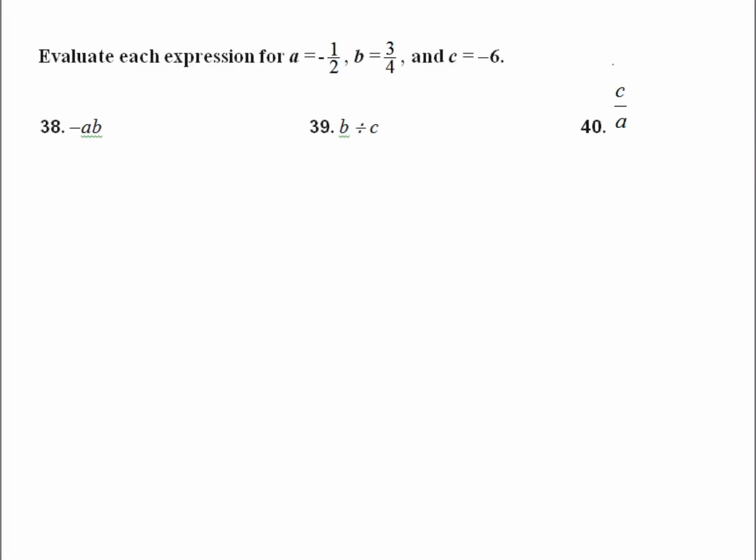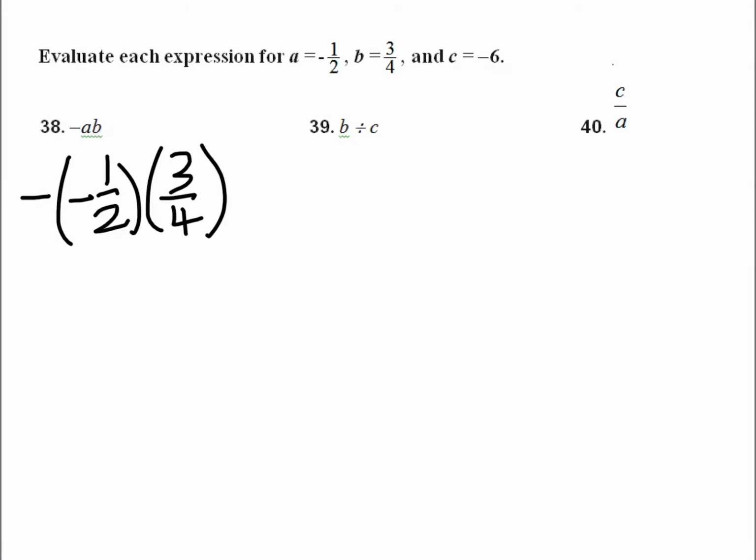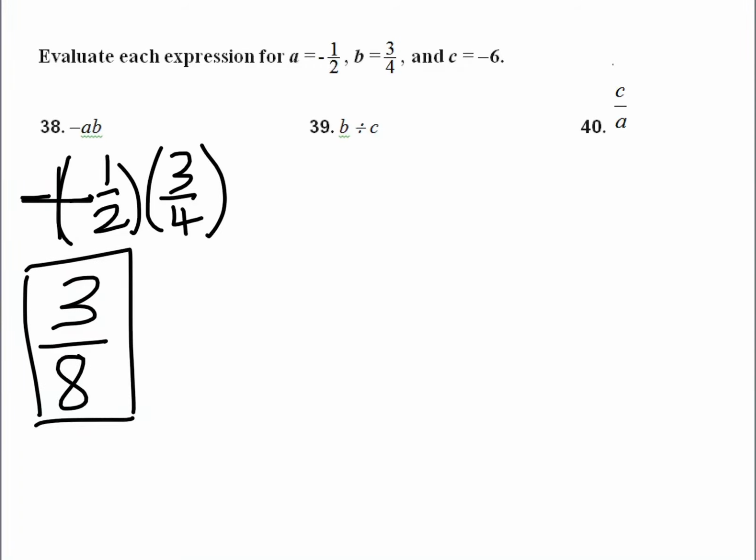Okay, so we're going to try a couple of these. They're telling us that a is -1/2, so I have a -1/2 times 3/4. Okay, because the a is not in parentheses, oh, it is here. Okay, so I really have +1/2 times 3/4, and I'm just going to multiply straight across, and I'm going to get 3/8 for number 38.